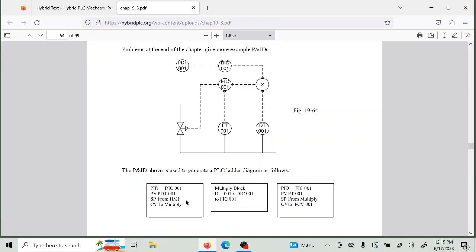Now, where does the set point come from for this? Well, there is no second input to this controller, so it has to come from an HMI, which we identify as SP, set point from the HMI.